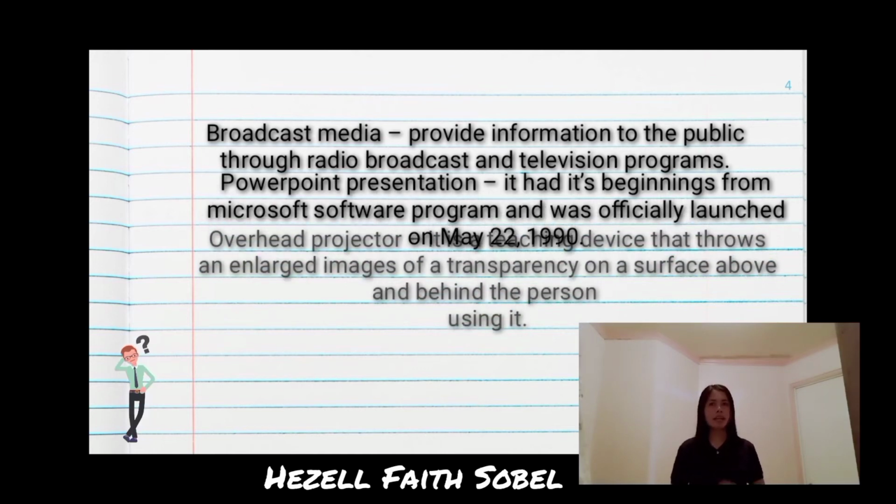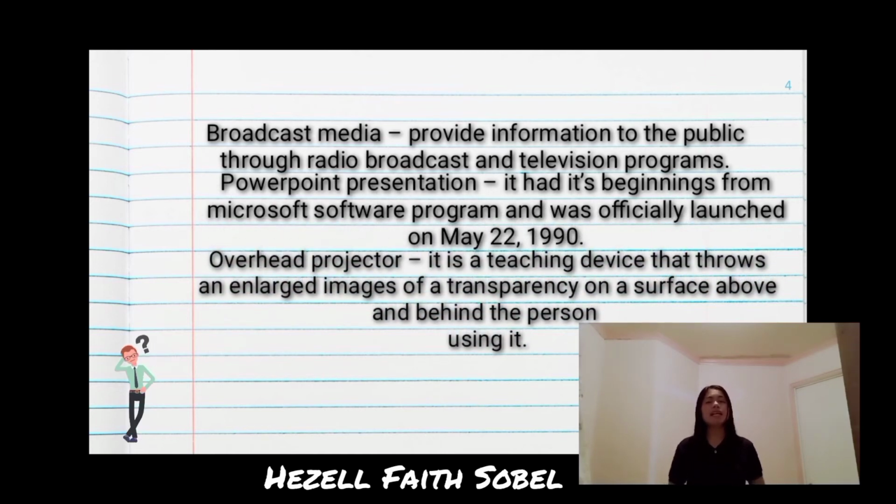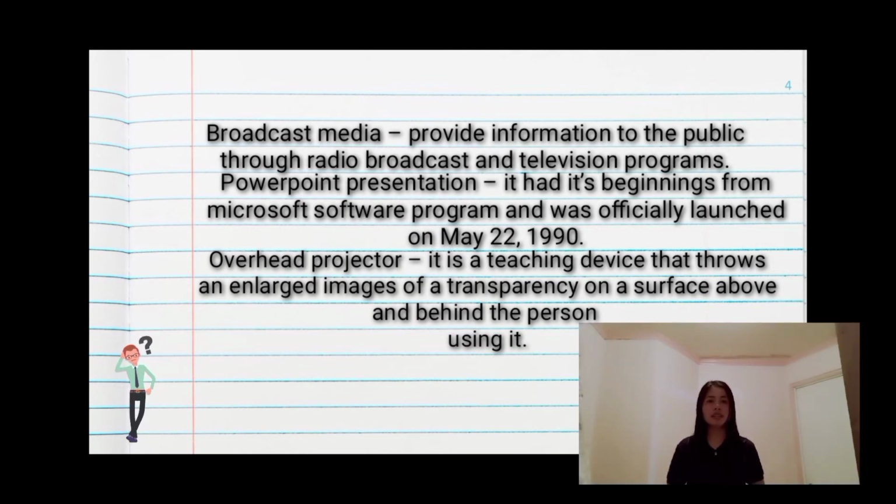Lastly is overhead projector, which is a teaching device that throws enlarged images of a transparency on a surface above and behind the person using it. It is also a useful thing. It helps us to have a bigger look of a picture, or it helps us to present something that is visible to our eyes. And those are the 6 kinds of media resources.